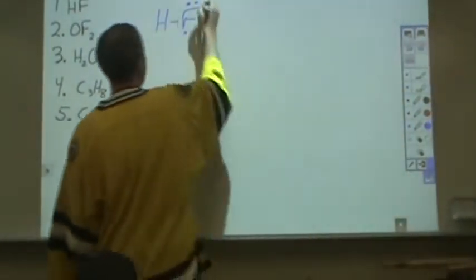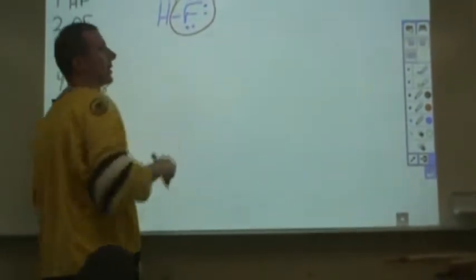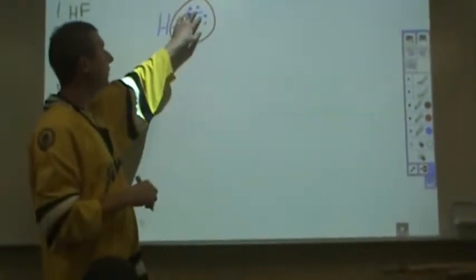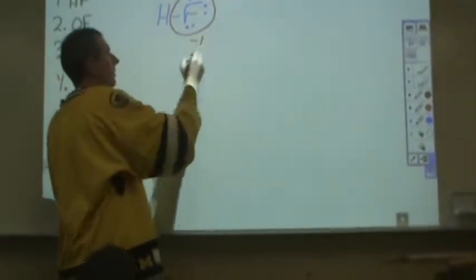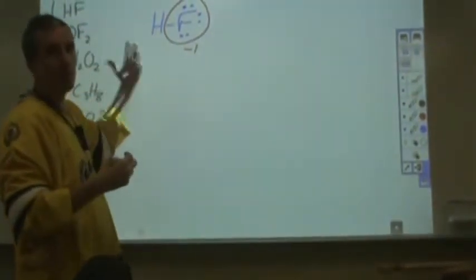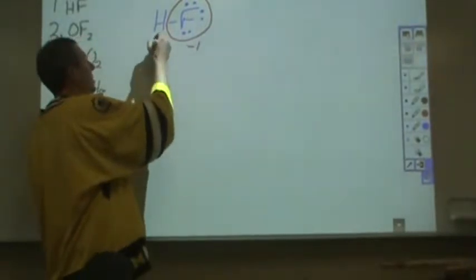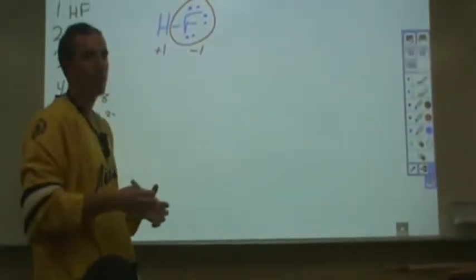Okay, and that's the fluorine. So the fluorine then is going to get all of those electrons. So that's 8 for the fluorine. It has 2 core, that's 10 electrons, only has 9 protons. We give it a -1. Hydrogen has 0 electrons total and 1 proton, so it gets a +1 oxidation.